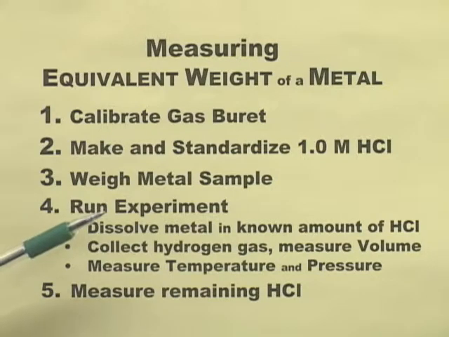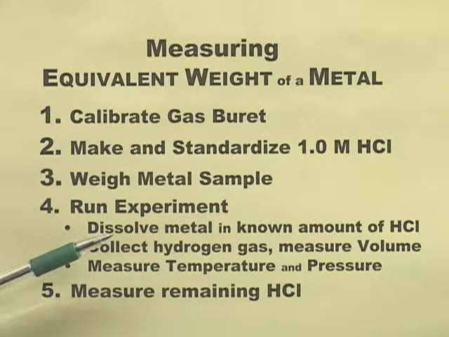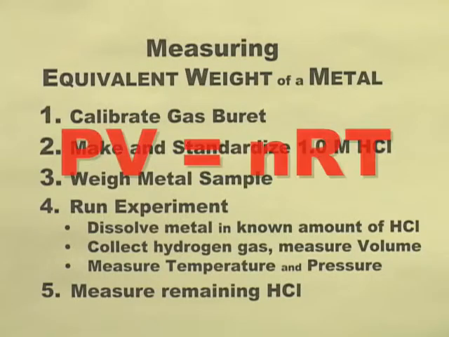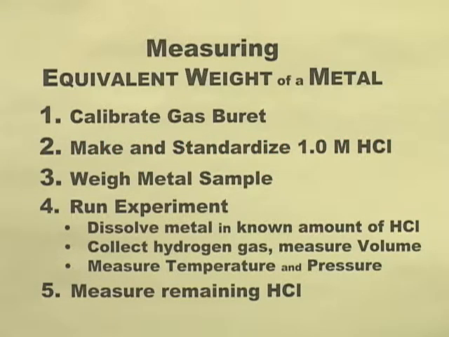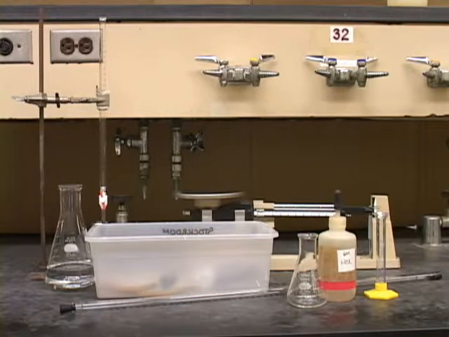Then you will run the experiment by dissolving this metal in a known amount of HCl and quantitatively collecting the hydrogen gas and measuring the volume and the temperature and the pressure of this gas so that you can use the ideal gas equation to determine the equivalence of hydrogen actually released. Finally, you'll measure the HCl remaining after this reaction. That will tell you the amount of HCl which was used up, which will tell you the equivalence of the metal unknown.